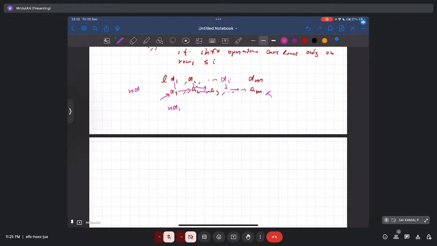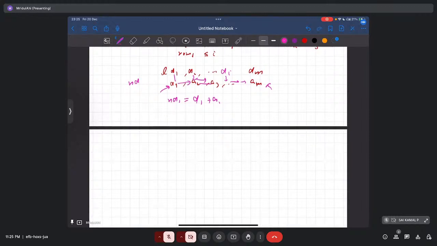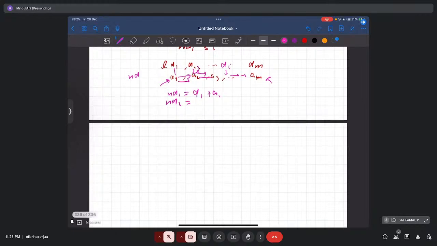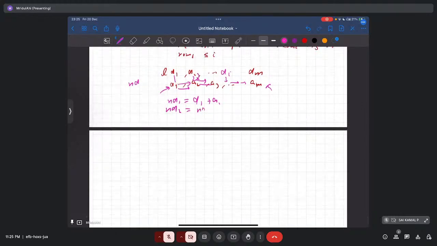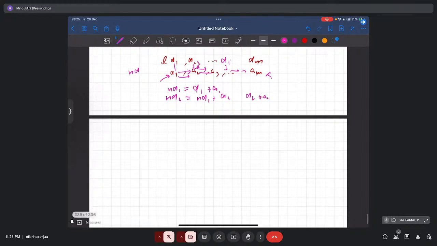We will have ND1 equals D1 plus A1. We will have ND2 equals either we go from here to here or we go from D2 to A2. So for the first case, the cost would be ND1 plus A2. For the second case, the cost would be D2 plus A2. So ND2 equals the minimum of these.